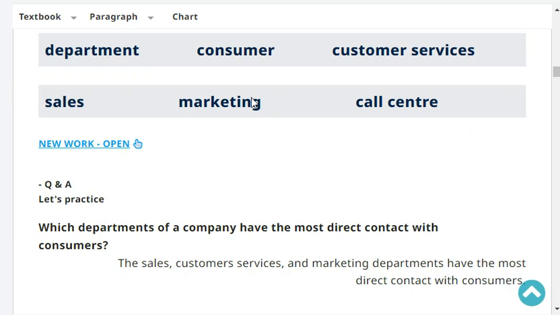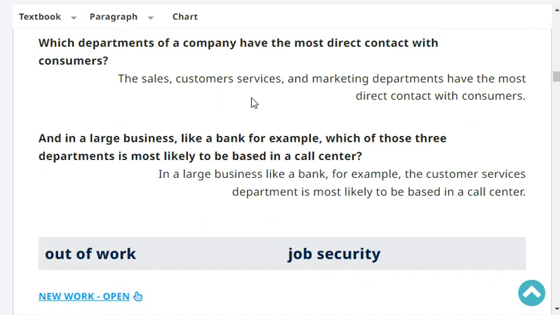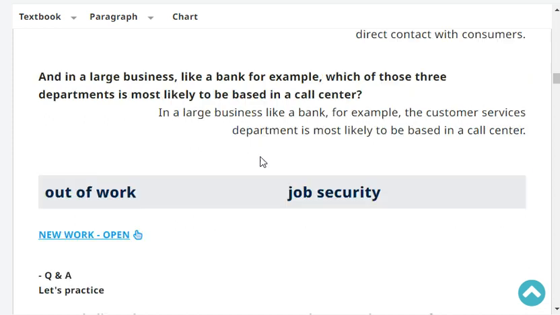Which departments of a company have the most direct contact with consumers? The sales, customer services, and marketing departments have the most direct contact with consumers. Very good.